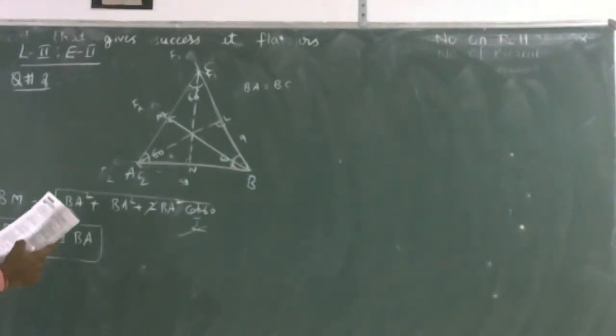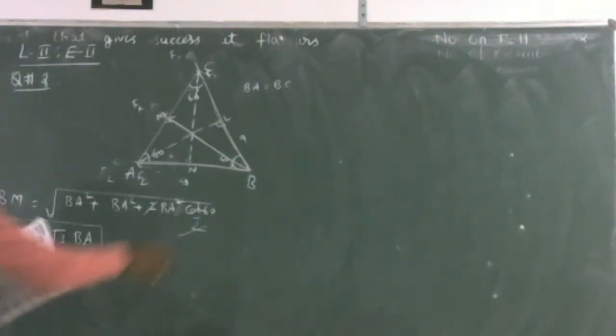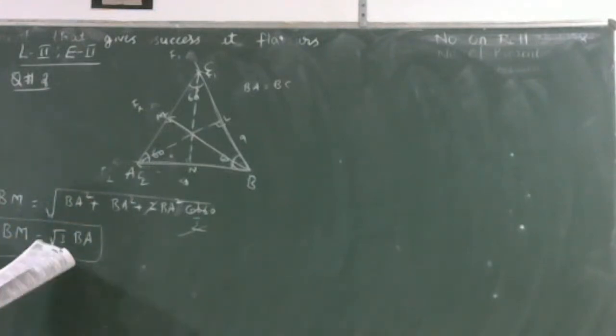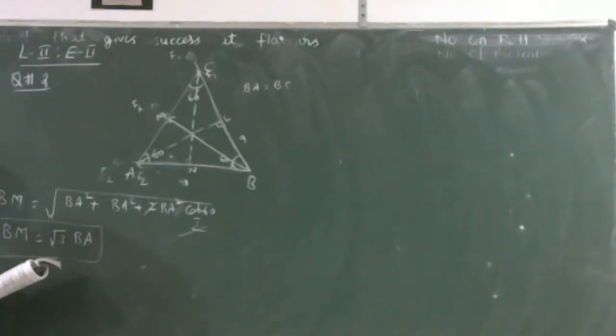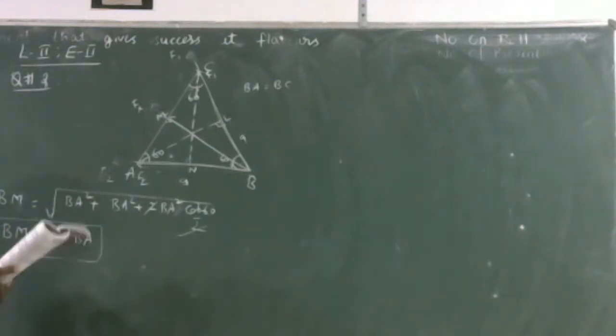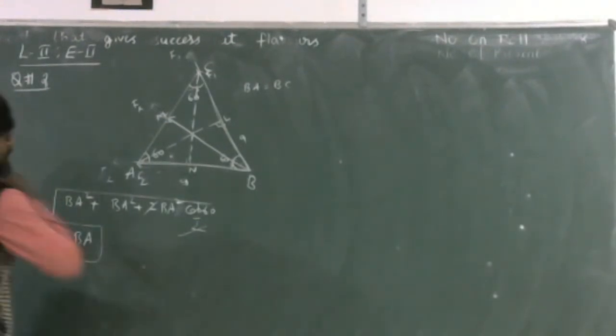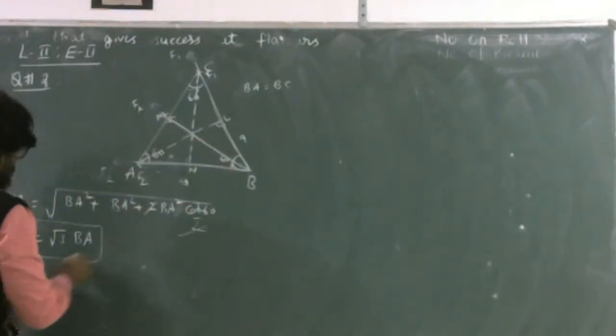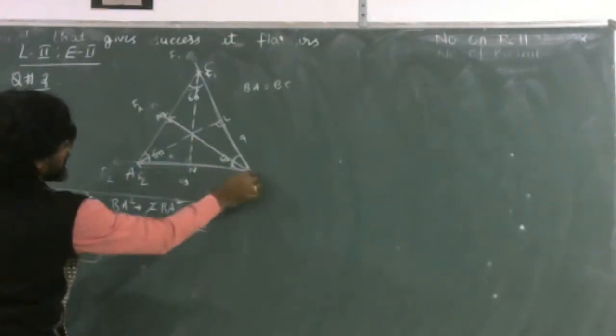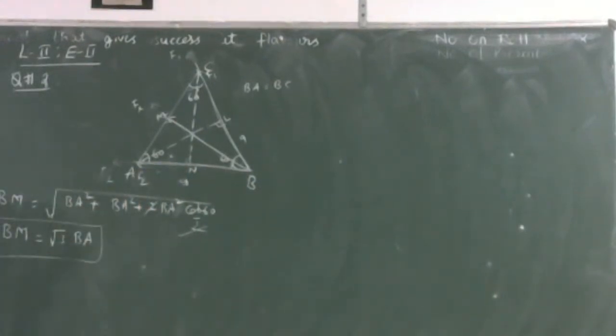You can also write this as, the resultant is actually BM. So you can write BM should be equal to root 3 BA. Another way you can also express it, let us see, how can you express this? So BA, where is BA? This is BA, right? You can also express this BA in terms of some other parameters.